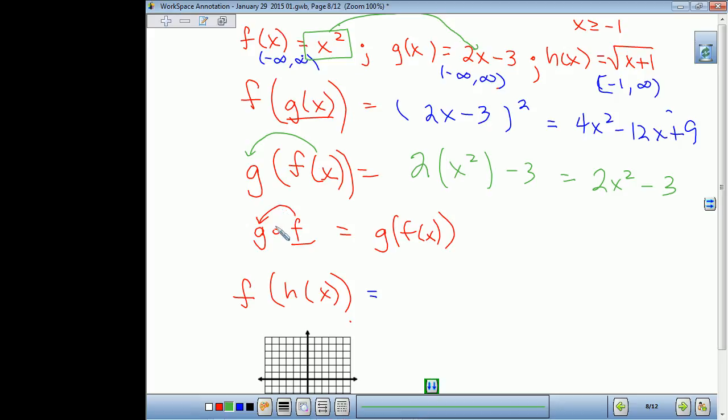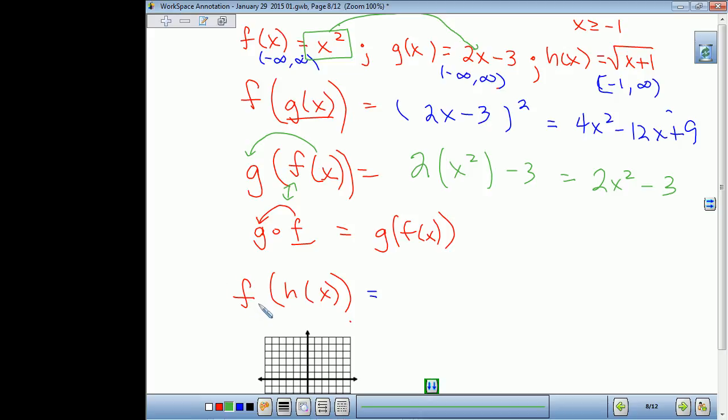Remember, just like before, we could use the open circle for composition. We can do the open circle here. If we said g open circle f, the open circle is the composition of g with f. That means plug f into g. So it could be written either way. It means the same thing.